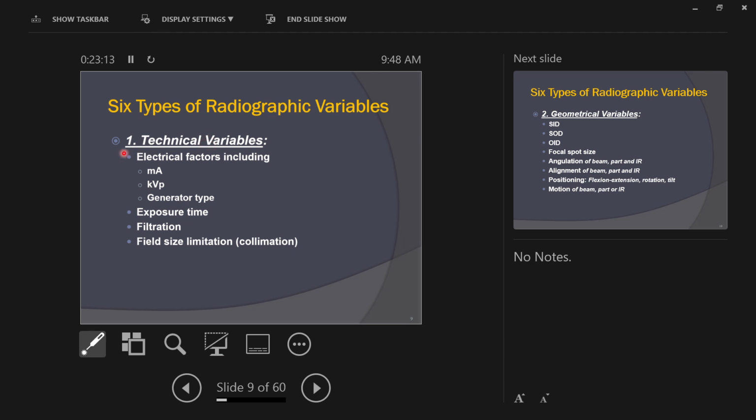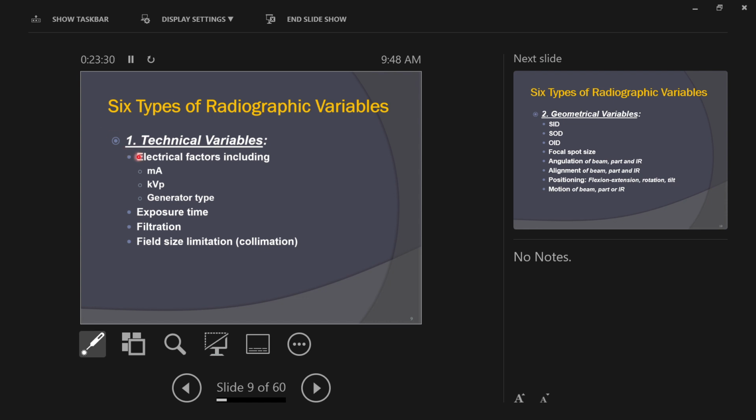So now we get to talk about the radiographic variables, the things that we can change that affect the image. You guys have gotten to play with some of these, right? KVP and mAs, but you haven't gotten to change some other things. In subsequent lab experiments, we're going to get to change these other things.